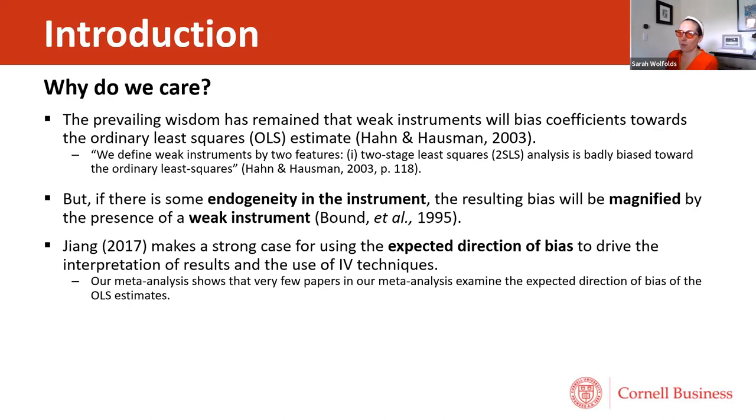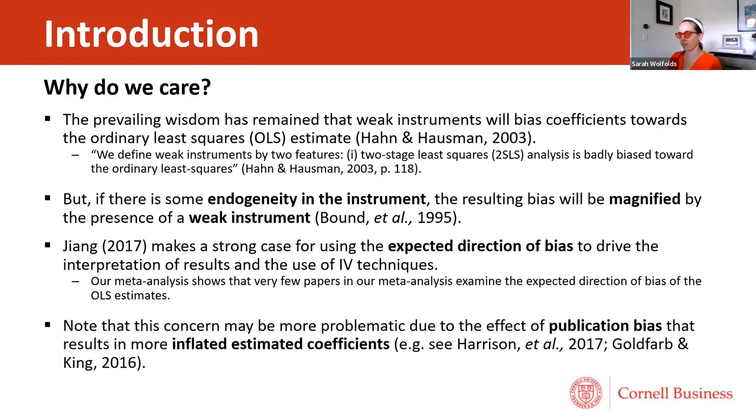What we do in this paper is we have a meta-analysis and a number of replications. And what we find in the meta-analysis is that very few papers actually consider or discuss the expected direction of bias in the OLS estimates. And I would say that this, frankly, might be even more problematic, because with publication bias, you might be even more inclined to see these inflated estimated coefficients.